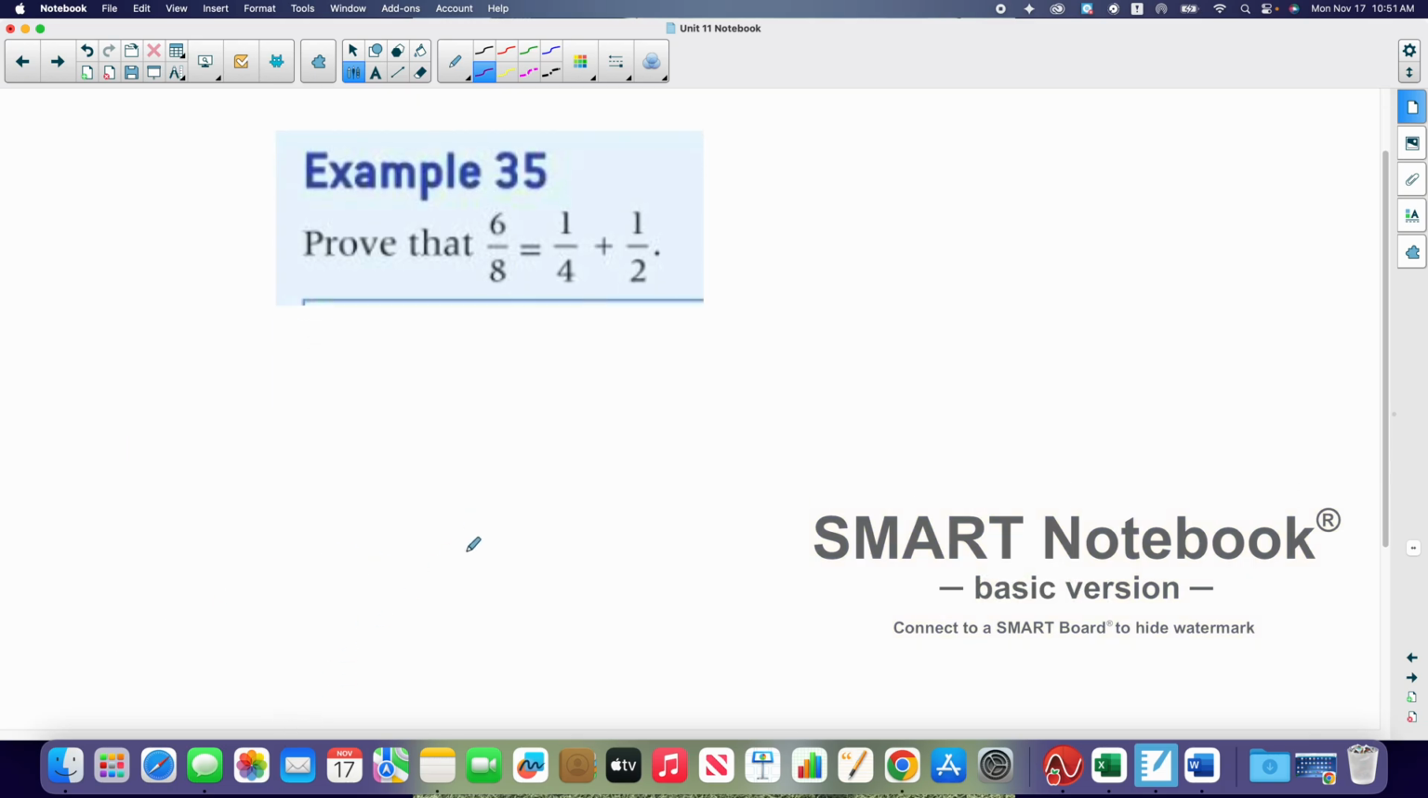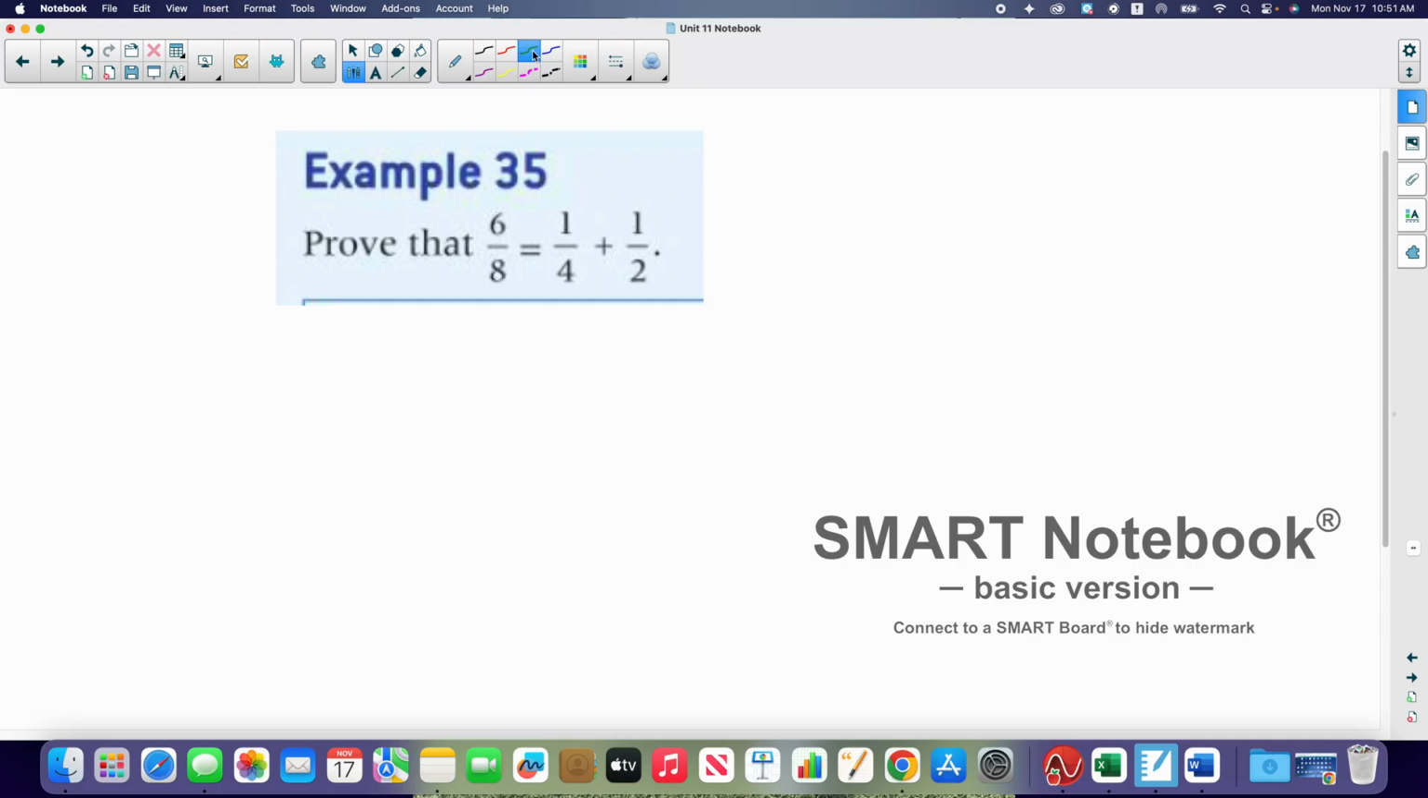So here is the first one. I have 6/8 is equal to 1/4 plus 1/2. And it asks me to prove that. So which side looks to be the more complicated side or the unsimplified side? The right. So I'm going to work the right side and I'm going to make it look like the left side. And so I start here.